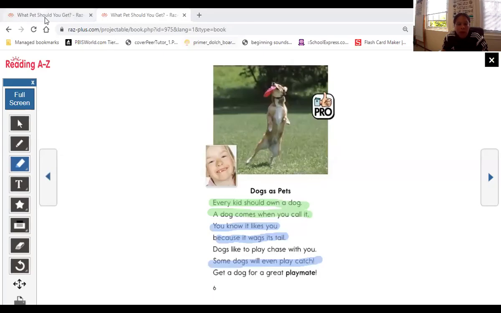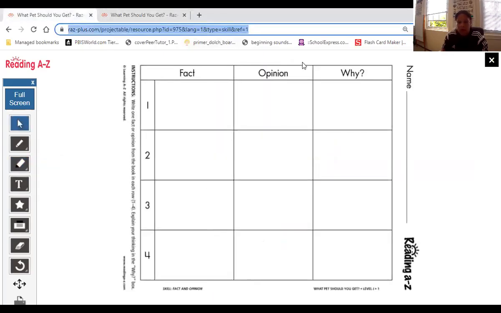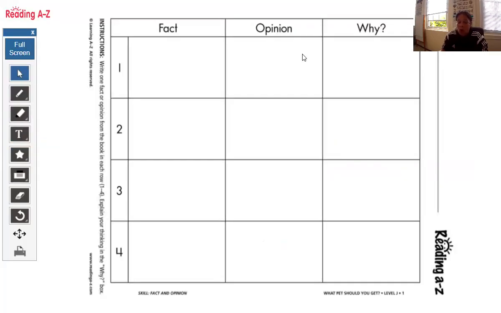All right. Okay, so this is a graphic organizer to help you organize your information. The first column says fact. There are 4 spaces if you want to put a fact. The second column says opinion. There are 4 spaces if you want to put an opinion. And then why is your explanation. So what you have to do for this activity is choose 2 facts and 2 opinions from this story after you listen or read. And then I want you to put why.